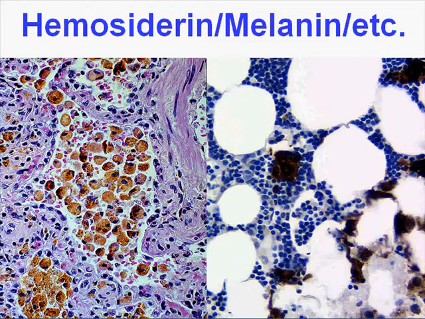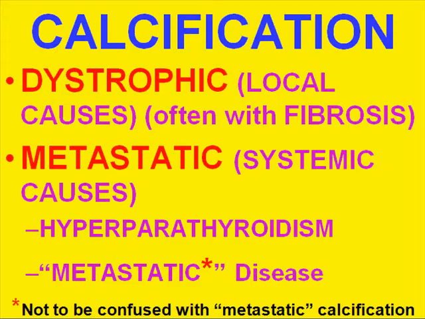Calcification is classically divided into dystrophic and metastatic. Dystrophic calcification refers to calcification within an area, usually the result of injured or inflamed or abnormal tissue, but all of the influences that cause it to calcify are local. It's often seen with fibrosis or long-term damage as well.